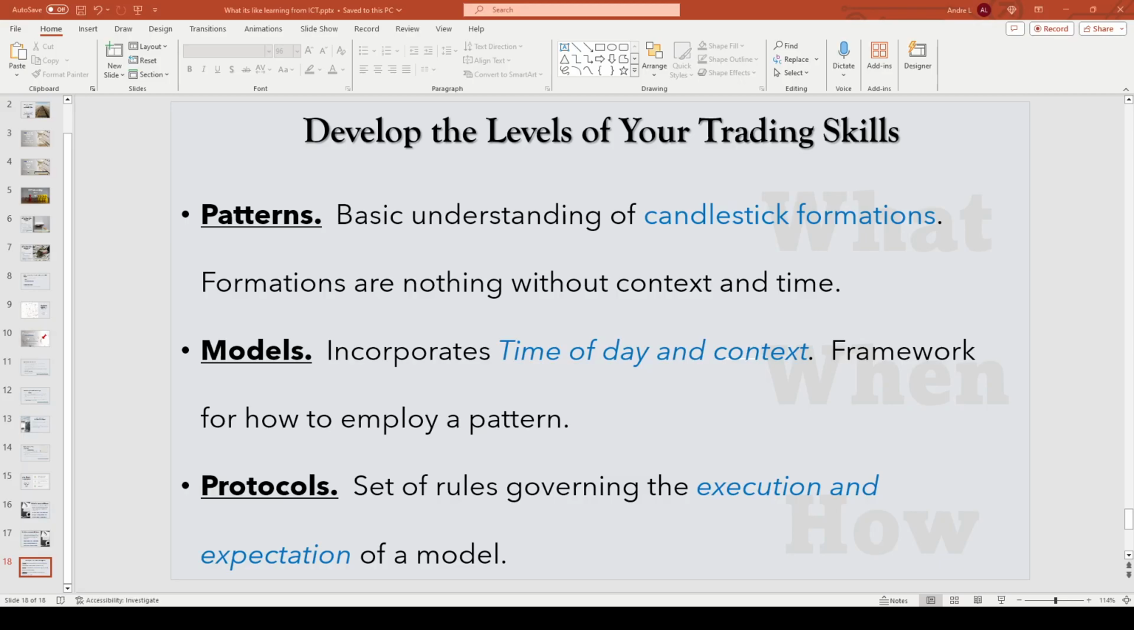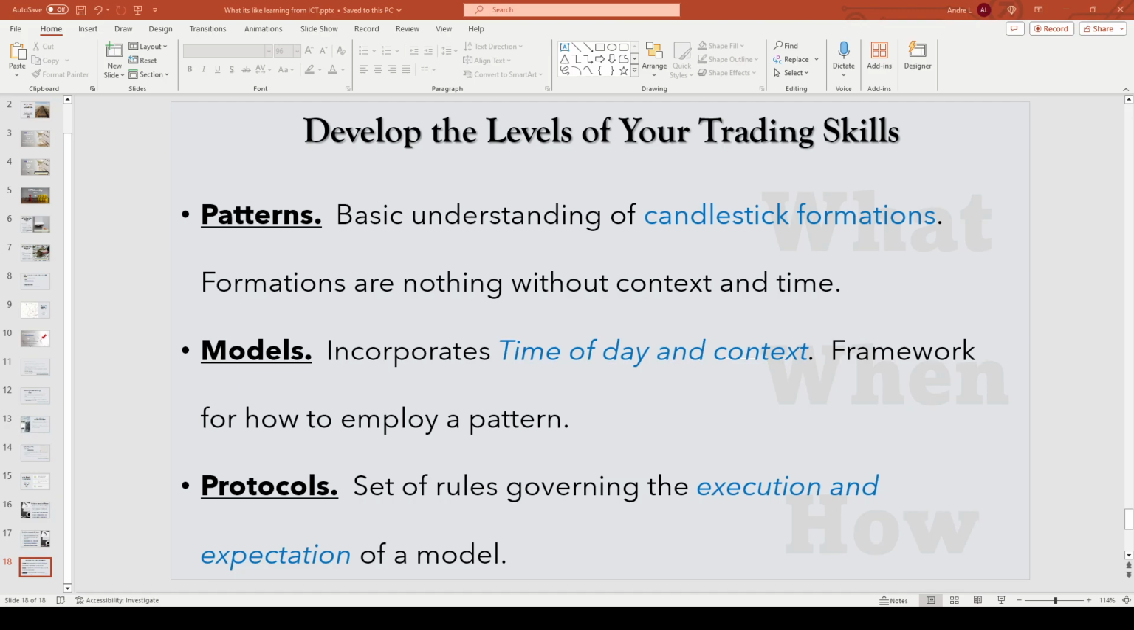Alright, so let's talk about the levels of trading skills, which we'll say are the what, when, and how. So the what is a pattern, a basic understanding of a candlestick formation, and a formation is nothing without context and time. That leads us to our when. When is a model that incorporates time of day and context, which helps us put a framework for how we're going to employ a pattern.